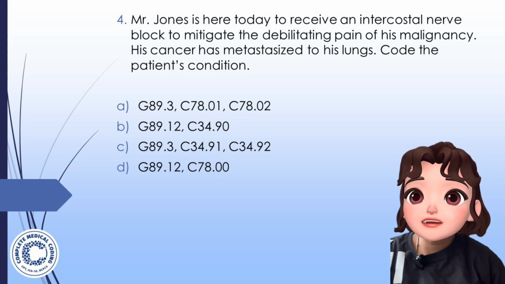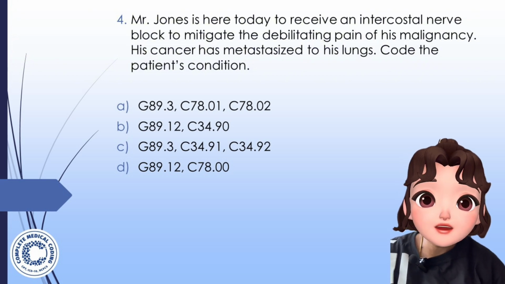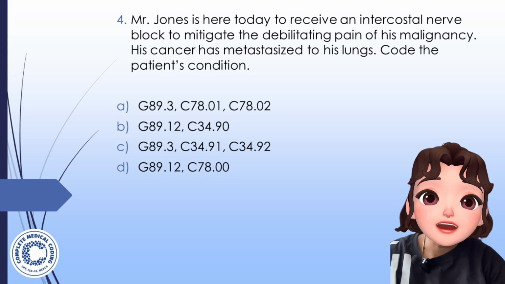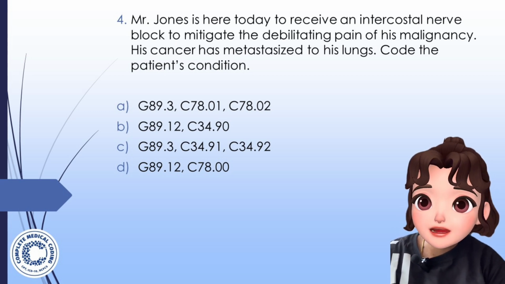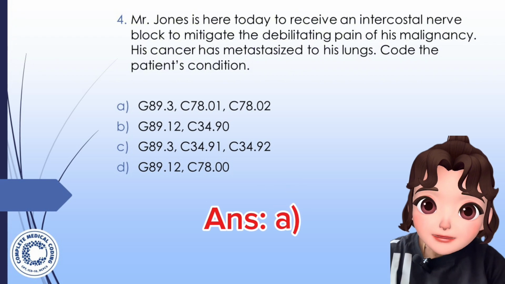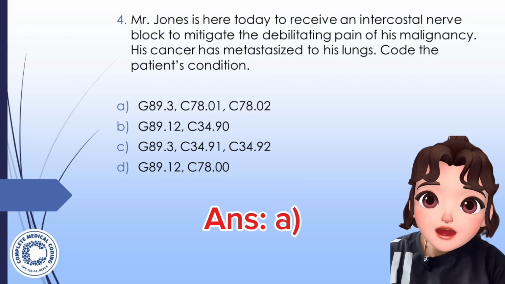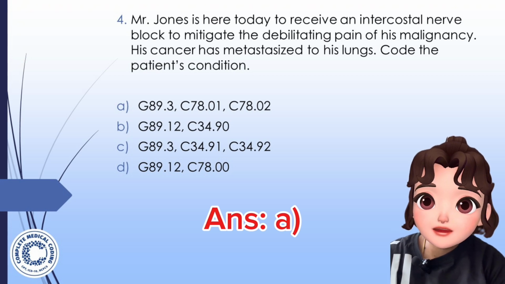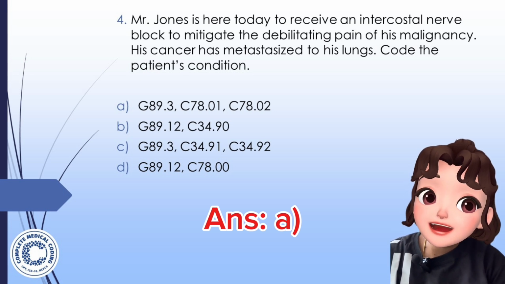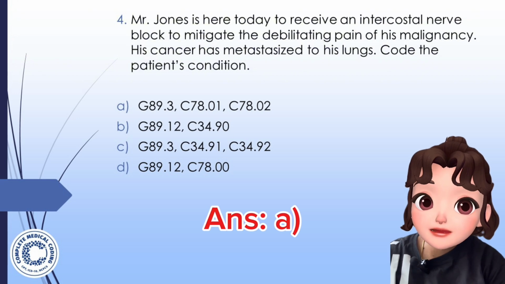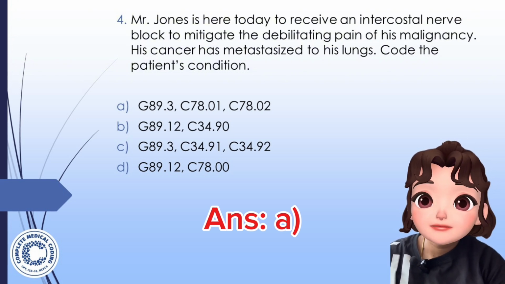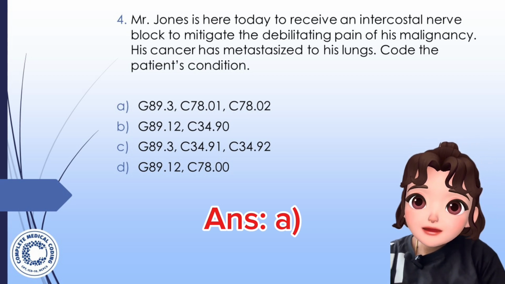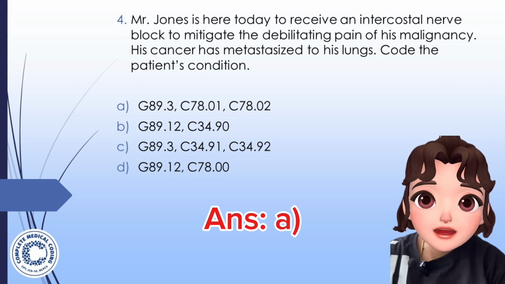In the question it's mentioned metastasized to his lungs. It means both right and left lung. That's why in the diagnosis also it should be separate, right lung and left lung. So our answer will be option A. Pain code should be the first primary diagnosis, G89.3, and then the secondary neoplasm of lungs, left lung and right lung, both should be coded. So that's how you will get the answer as option A. Okay, G89.3 and C78.01 and C78.02.